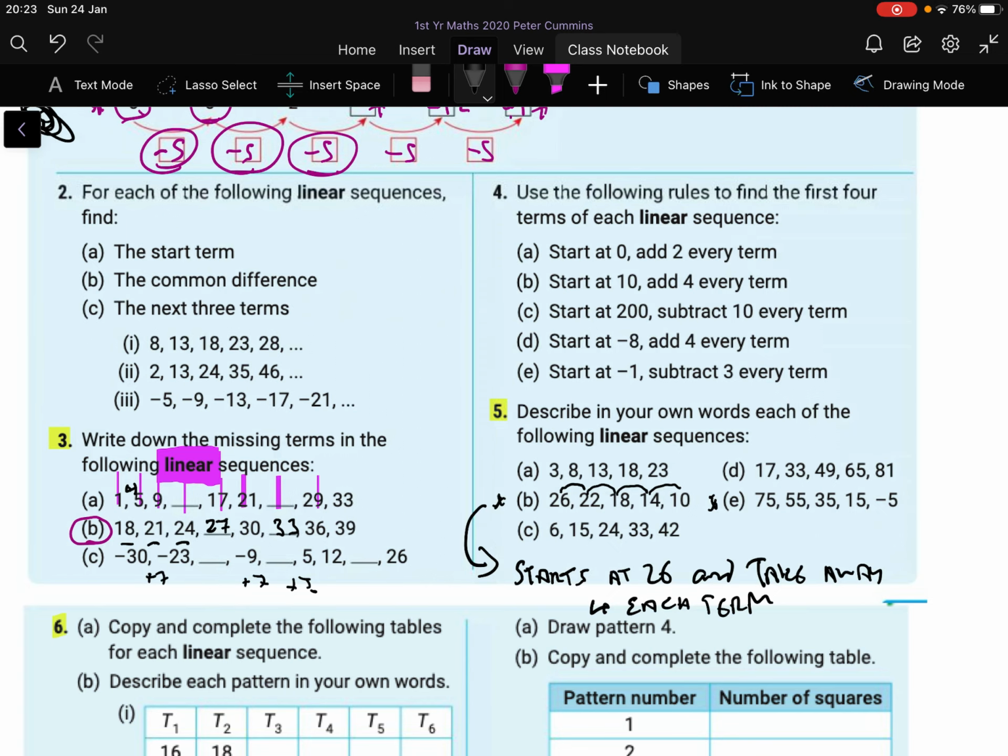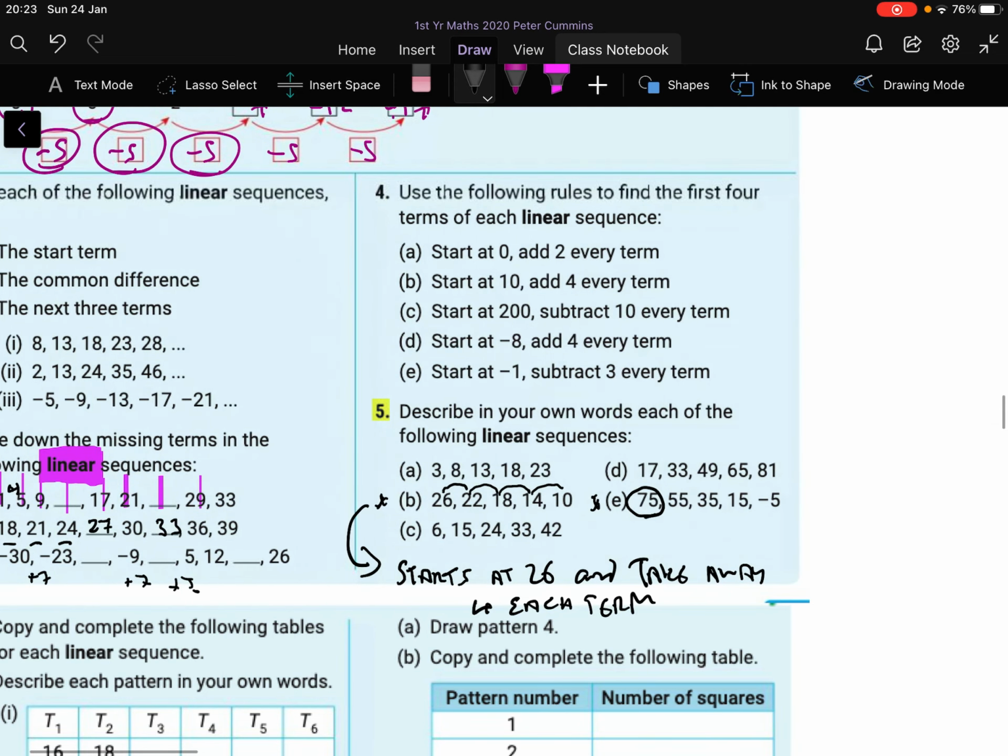If we go on then to part E, they're saying, okay, the first term is 75. So there's the start of my answer. So starts at 75, and what's it doing? So 75 to 55, 55 to 35. Can you see the pattern? 35 to 15. So every time you go between, you are taking away 20, taking away 20, taking away 20. So starts at 75 and minus 20 each term.